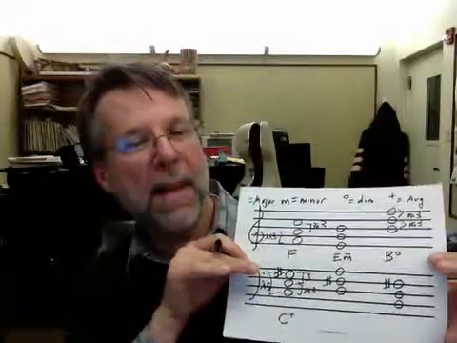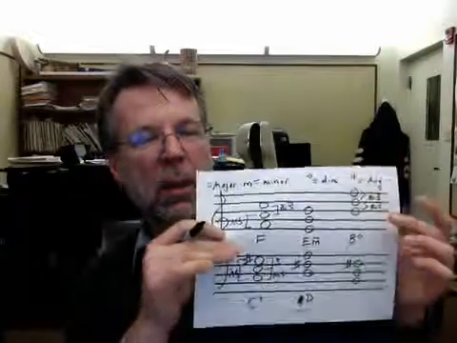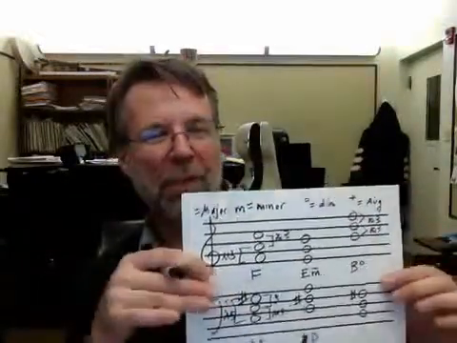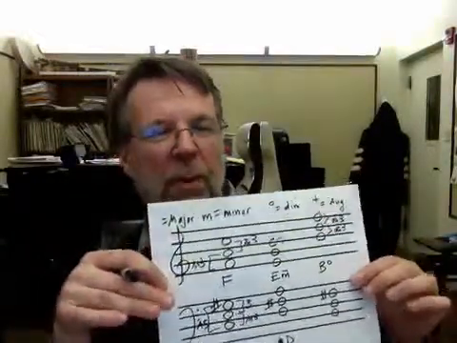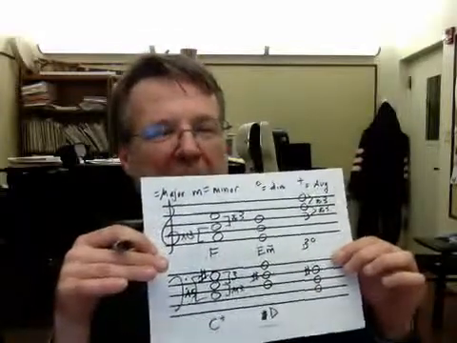Then we have a major triad, D major. So we have D, F sharp, and A. So we would just need a capital D. And you see that's a major triad because it's a major third from D to F sharp and a minor third from F sharp to A.